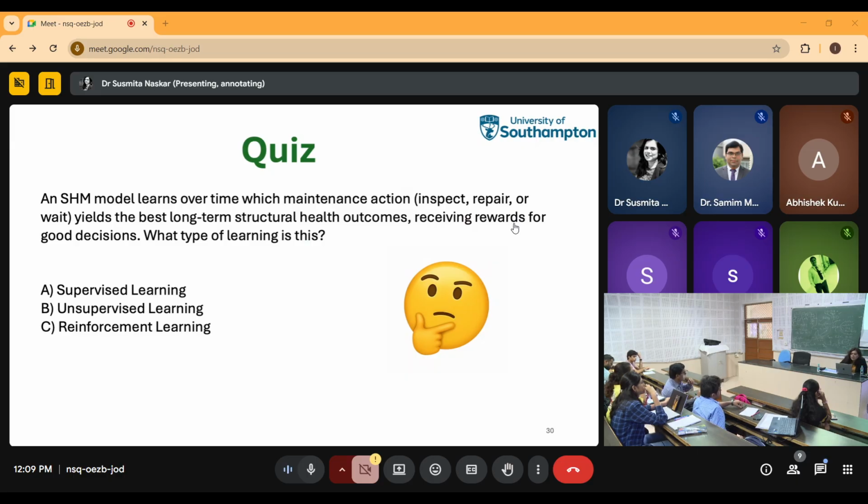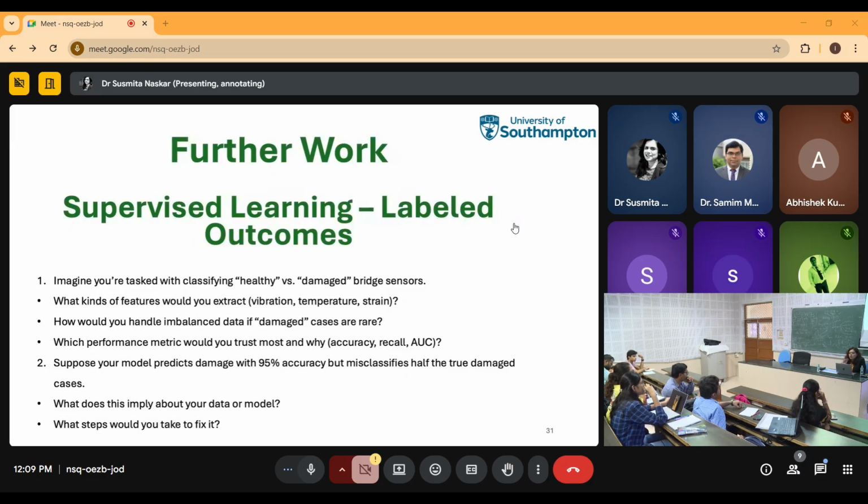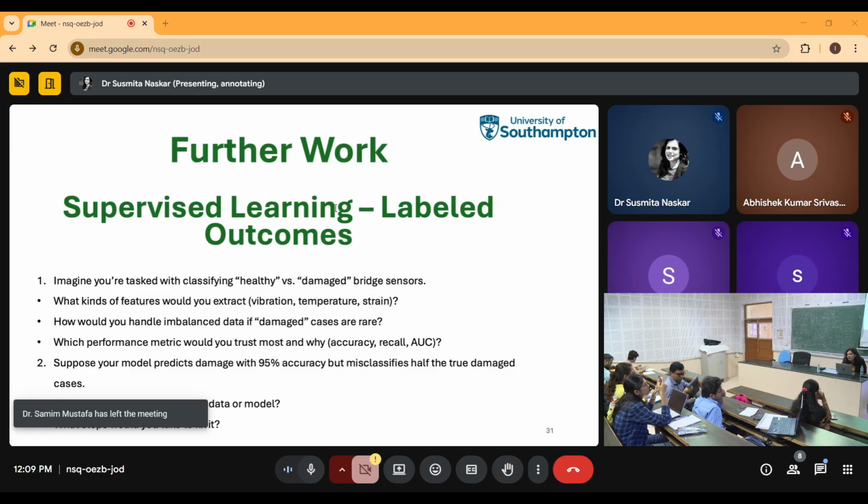So now I will give you a few tasks to go back and look into. I have tried to give you one for supervised learning and one for reinforcement learning, because unsupervised learning is going to be similar to supervised learning. The only difference is that you are not labeling the data compared to supervised learning.